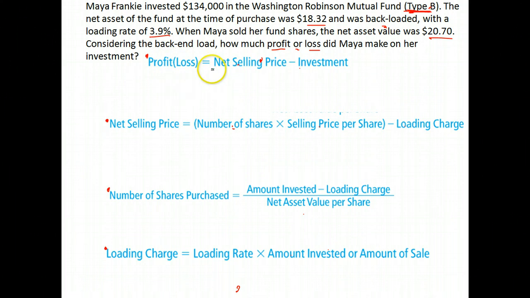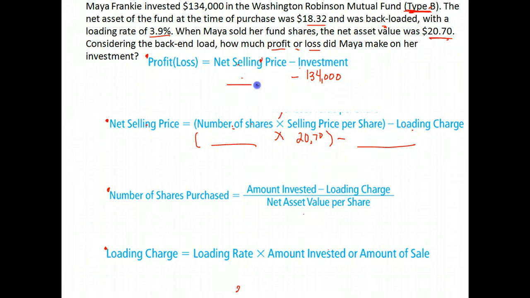To find profit or loss, we take the net selling price minus the amount of the investment. We know the amount of the investment, it was $134,000, but we don't know the net selling price yet. We'll come back to that. So how would we calculate the net selling price? It's the number of shares, which we don't know yet, times our selling price per share. We do know that; it was given to us at the time of sale. The selling price per share was $20.70, minus the loading charge, which we also don't know yet.